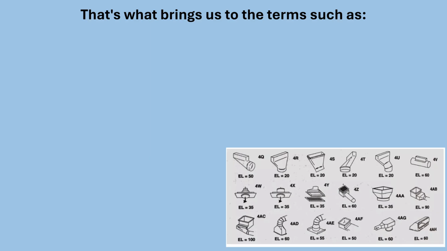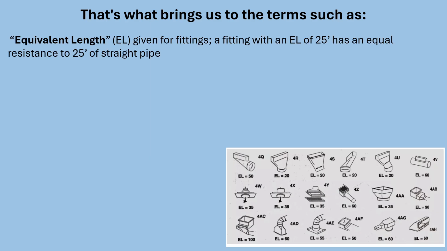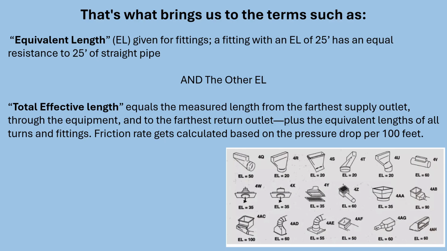That's what brings us to terms such as equivalent length. Equivalent length is given for fittings. A fitting with an equivalent length of 25 feet has an equal resistance to 25 feet of straight pipe. And the other EL, total effective length, equals the measured length from the farthest supply outlet through the equipment and to the furthest return outlet, plus the equivalent lengths of all turns and fittings. Friction rate gets calculated based on the pressure drop per 100 feet.